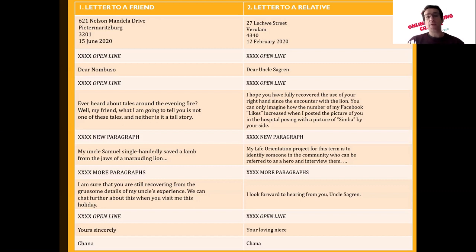The second piece is a letter to a relative. So again, the actual address is indicated in the first few lines, as you can see there. Not only is it the address, but the actual suburb together with the actual postal code. All right, in this case, it's Dear Uncle Sagren.